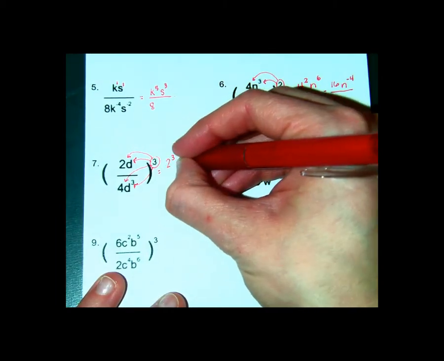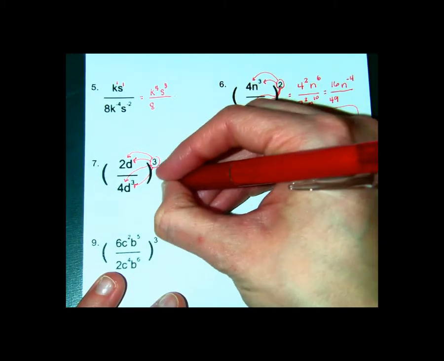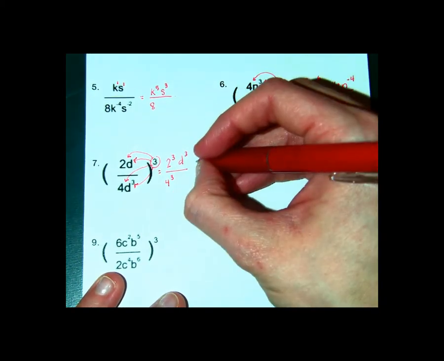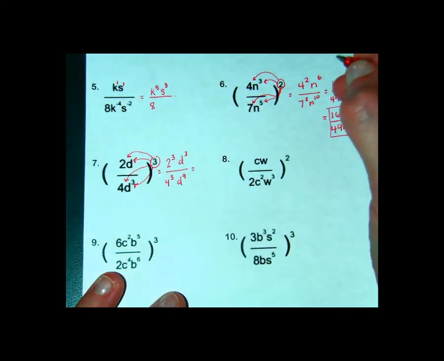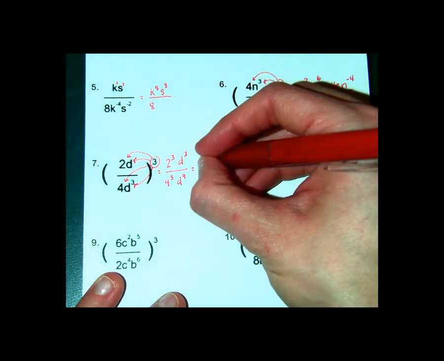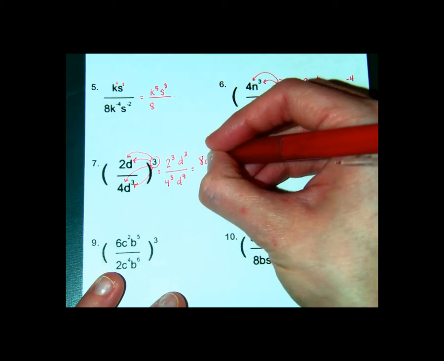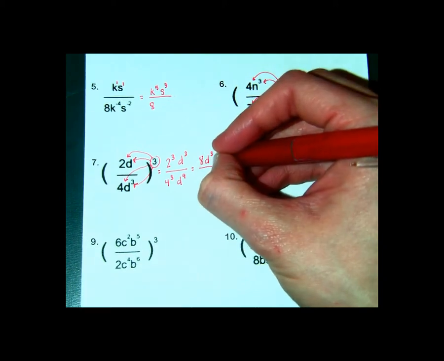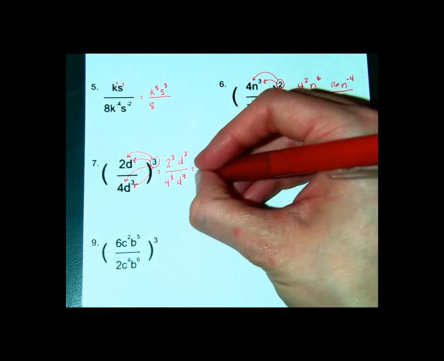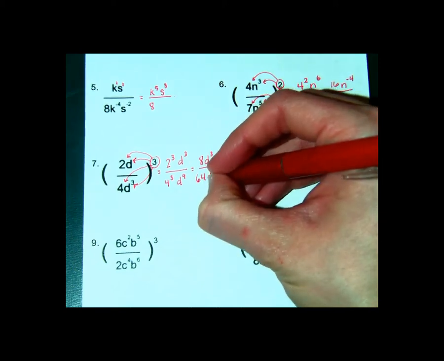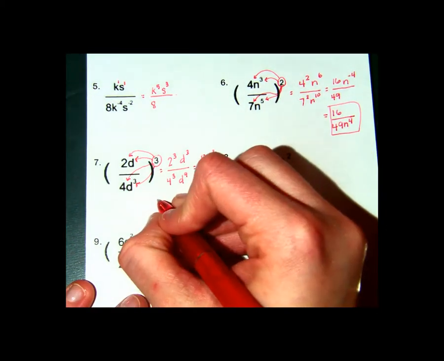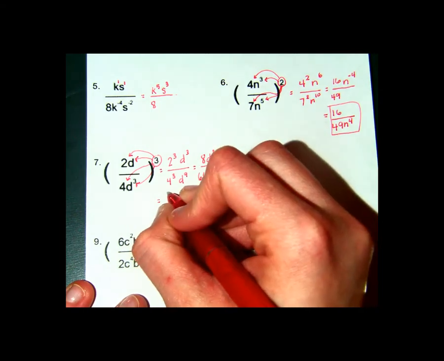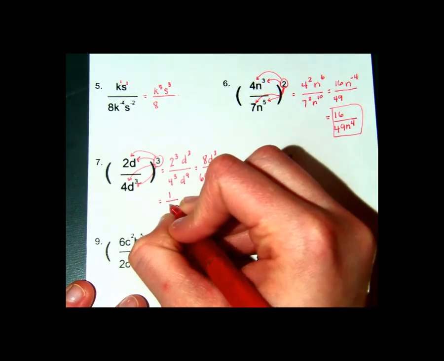2 to the third, d to the third, over 4 to the third, d to the ninth. 2 to the third power is 8, d to the third, over 4 to the third power is 64, d to the ninth. 8 over 64 will actually reduce to 1 over 8.